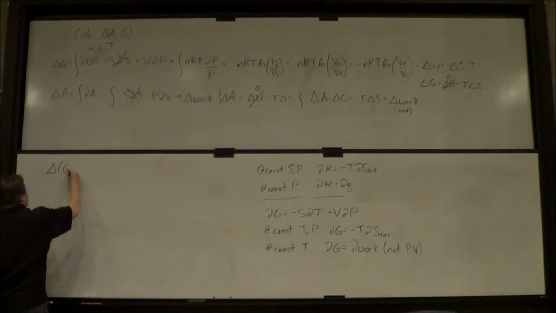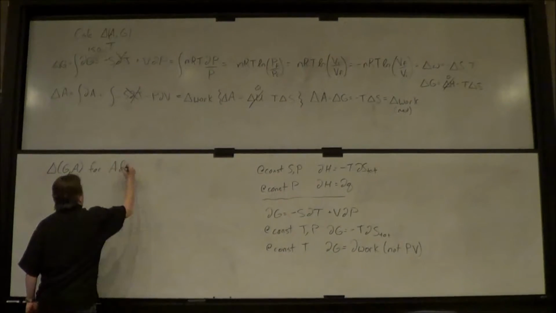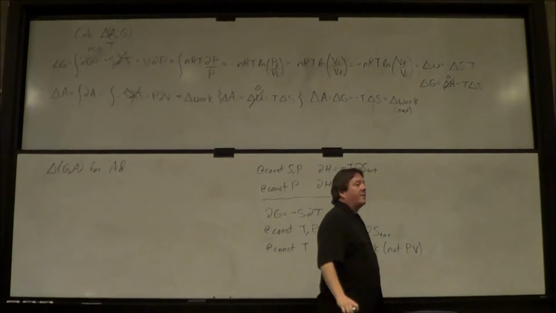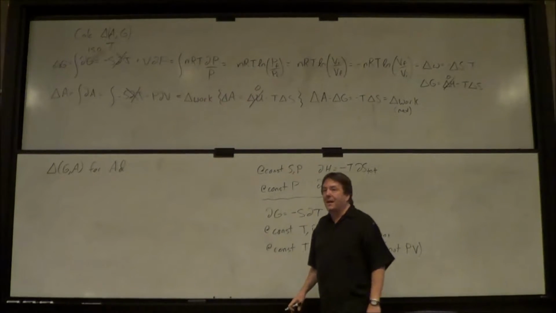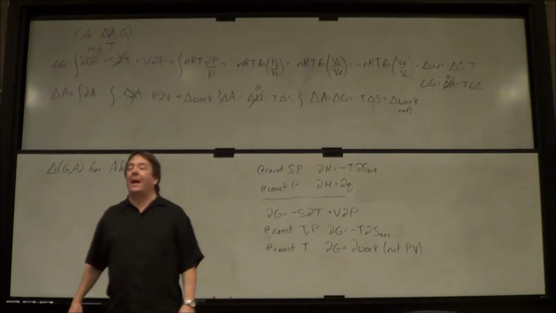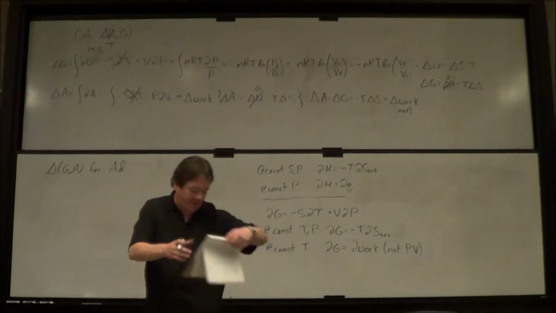Delta G and delta A for adiabatic. Again, I'll use my shorthand. Now here's what's going to happen: you're not going to see me ask this on adiabatic transitions. You will not be asked with delta G, delta A, or adiabatic, because you can't. Well, you can, but it's very difficult.